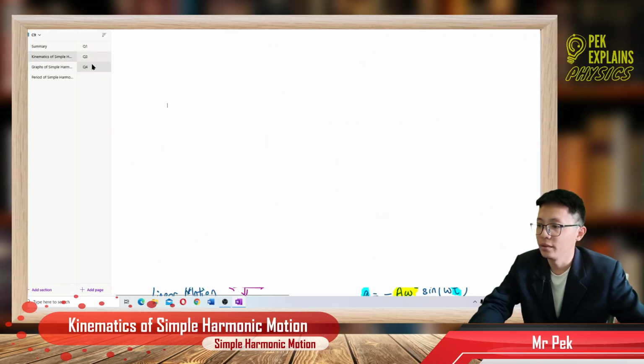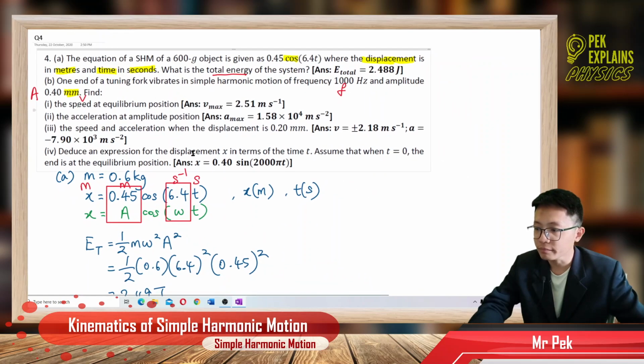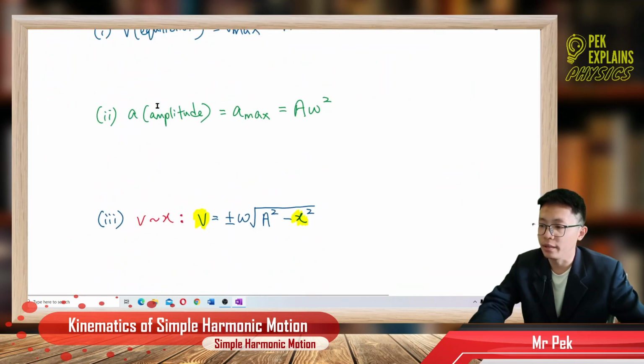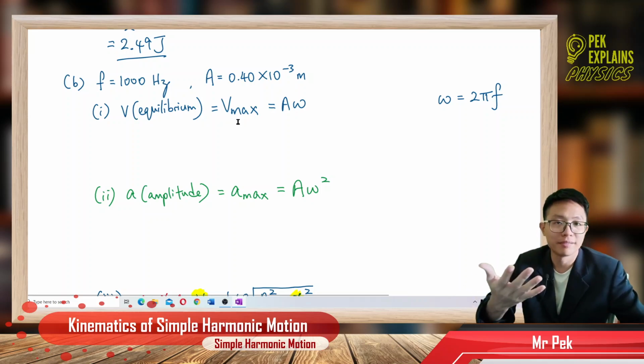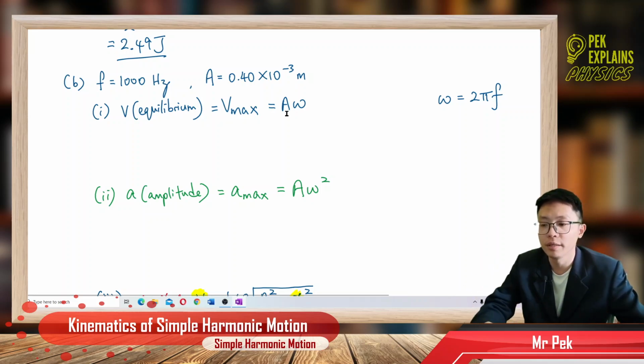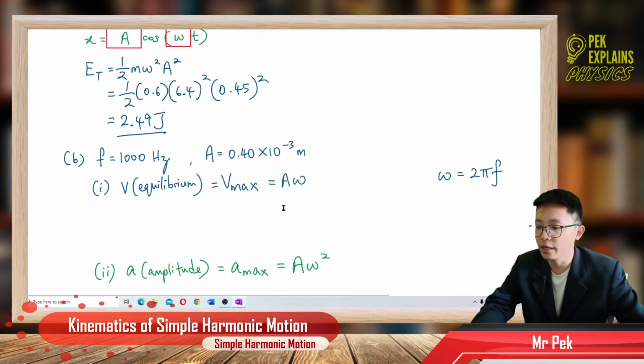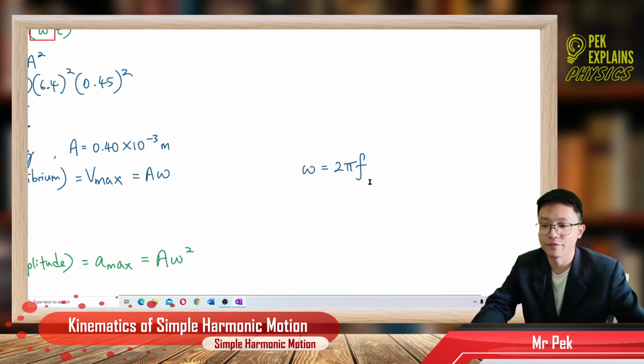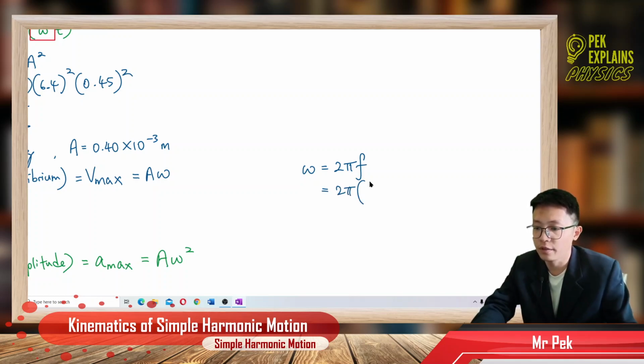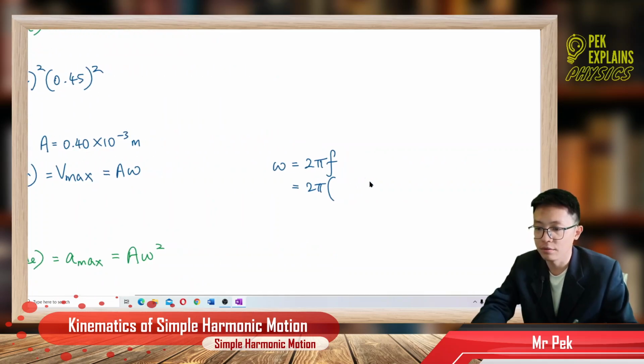So the question: speed at equilibrium means what? Speed at equilibrium means maximum speed. Maximum speed, the formula is A omega. Do you have the A? Yes, we have the amplitude already. Omega we don't have, but we have the frequency, so from frequency we can find omega. Omega is 2 pi f. So let's find the omega first. 2 pi f, f is 1000 hertz.